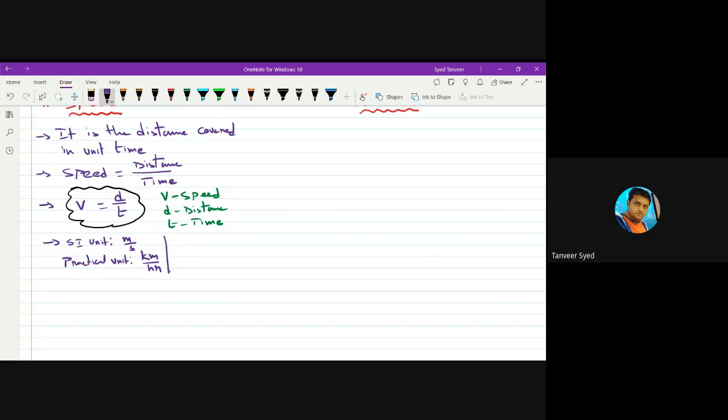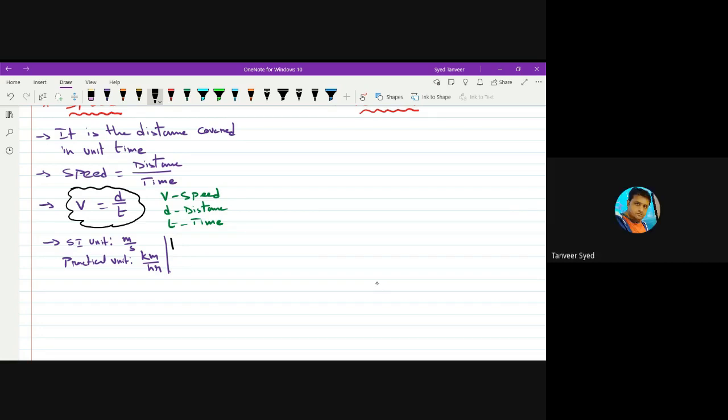So how can we convert kilometer per hour into meter per second? It's a simple conversion. Suppose I ask you to convert centimeter into meter, you will say 100 centimeter equals 1 meter. Or if I want you to convert meter into kilometer, you will say 1000 meter is equal to 1 kilometer. Like that, how many meter per second is 1 kilometer per hour?